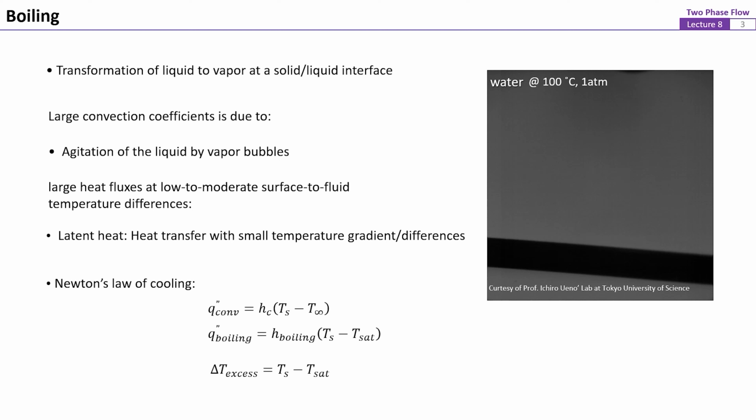Since boiling is a form of convective heat transfer, it is intuitive that the boiling heat flux from a solid surface to the surrounding fluid can be expressed by Newton's law of cooling. Note that the temperature difference in this case is usually defined as the excess temperature, where Ts is the surface temperature of the solid and Tsat is the saturation temperature of the fluid under current condition.